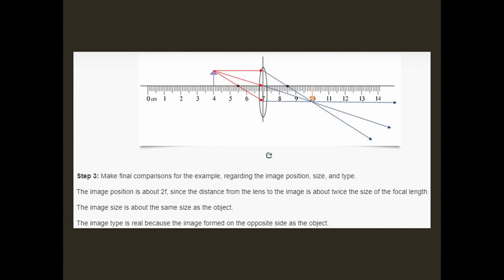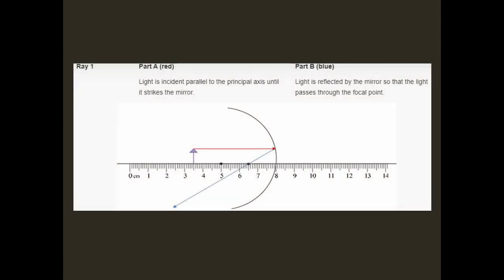The image type is real because the image is formed on the opposite side of the object. So remember that we had two types of images. We have real images as well as virtual images. And when the image is created on the opposite side of where the object is located, then we are going to form a real image, just like the one that has been stated right here, right? Now let's continue.